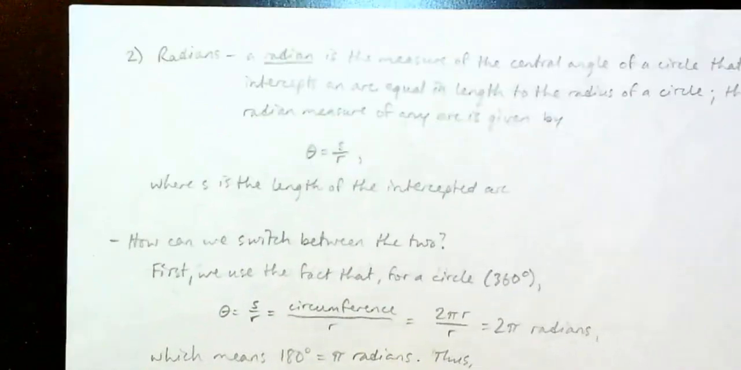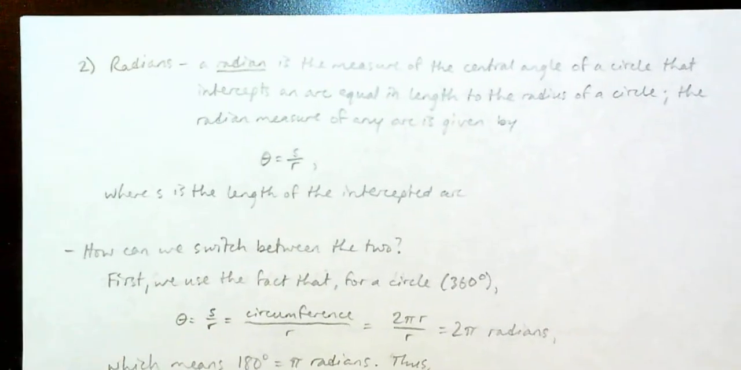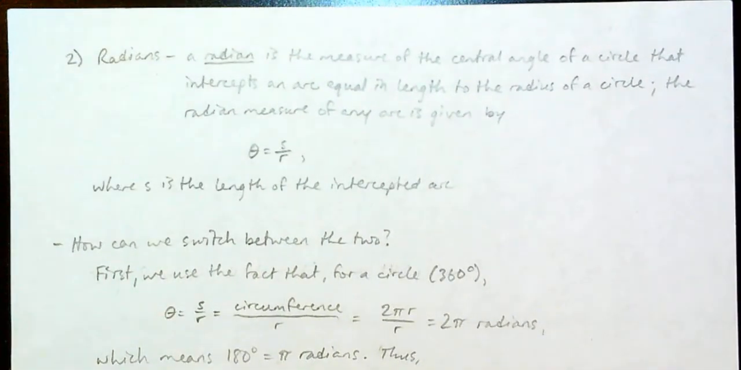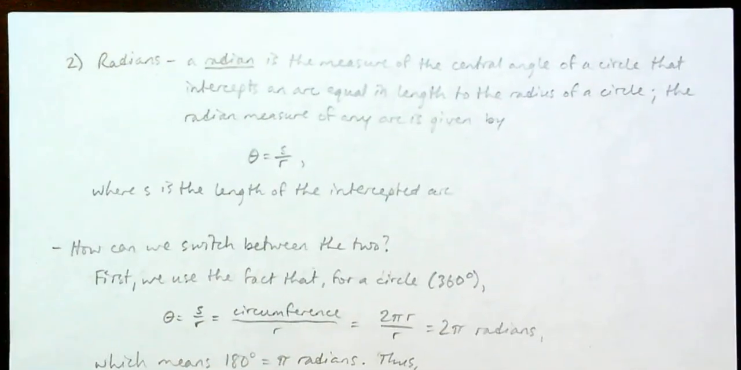The other way that we can measure angles, and this one may be less familiar to some folks, is in radians. Now, what the heck is a radian? A radian is the measure of the central angle of a circle that intercepts an arc equal in length to the radius of the circle. Now, that is a very complicated definition.